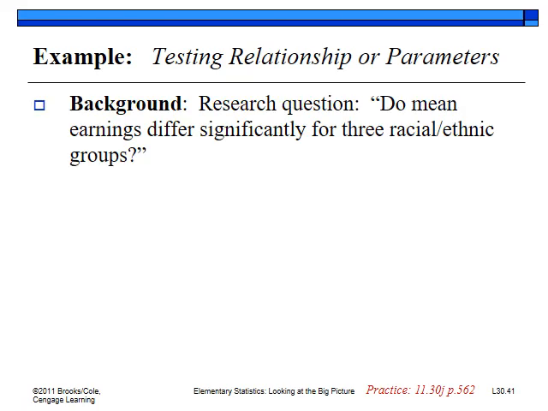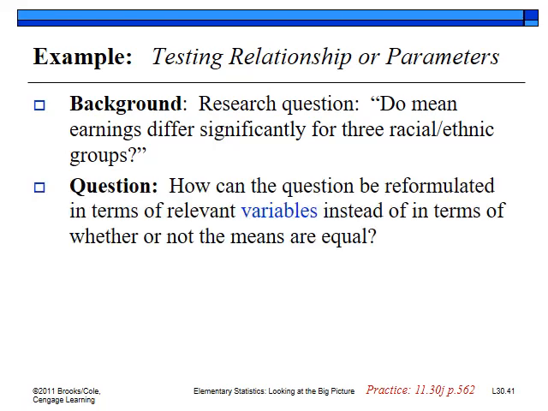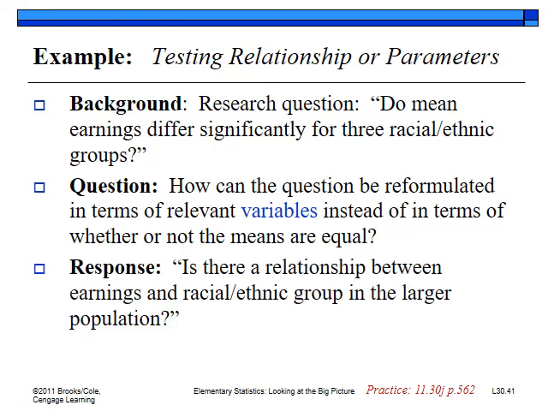If we ask, do mean earnings differ significantly for 3 racial and ethnic groups? To reframe that in terms of variables instead of means, we would ask, is there a relationship between earnings and racial and ethnic groups in the larger population? That's how we move back and forth between a relationship among variables or equality of parameters.